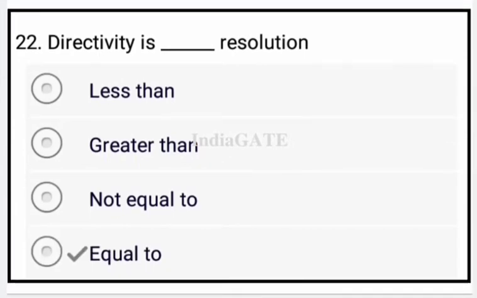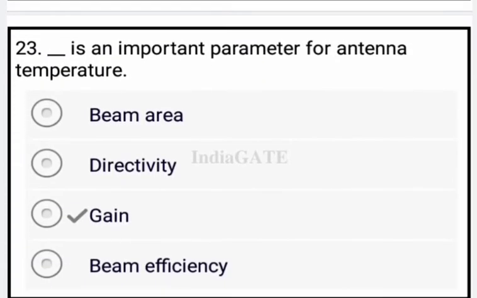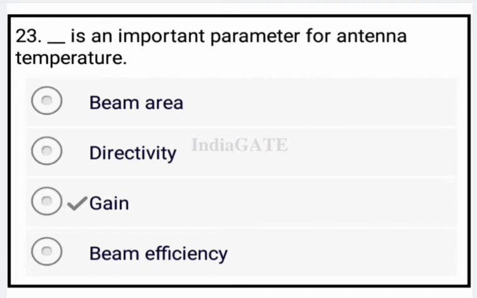Directivity is dash resolution. It is equal to resolution. Okay, so option D is your correct answer. Next question. Dash is an important parameter for antenna temperature. So gain is an important parameter for antenna temperature. So option C is your correct answer.